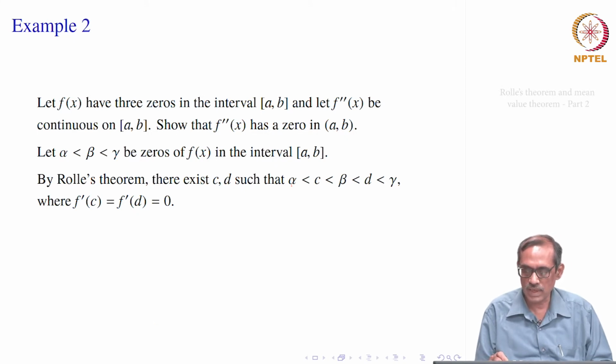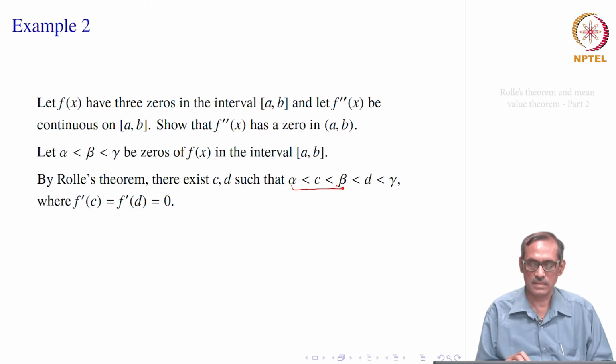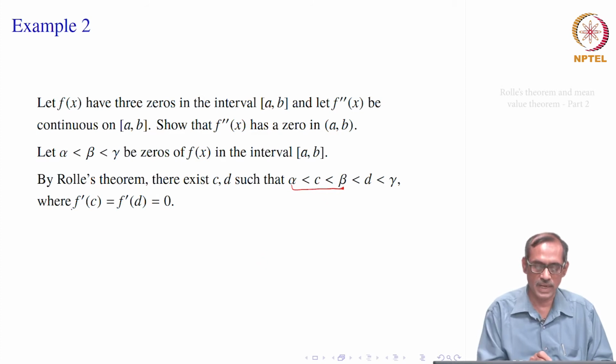So, it says within alpha beta, f of alpha equal to 0, f of beta equal to 0, and f is continuous in the closed interval alpha beta. It is differentiable in the open interval alpha beta. So, by Rolle's theorem, there is a point C such that f prime of C equal to 0.